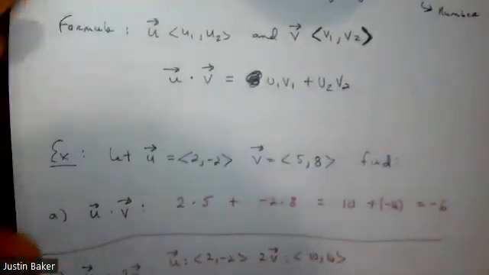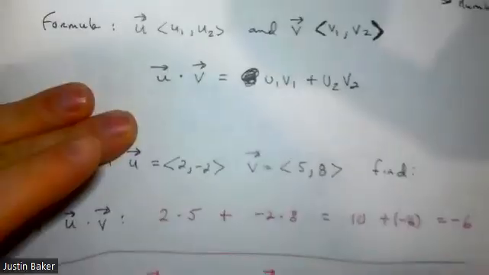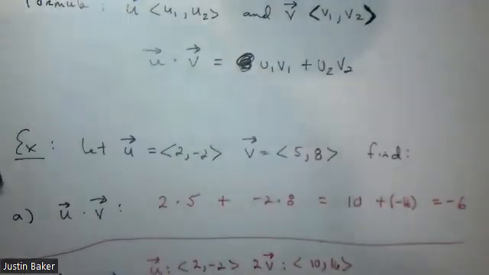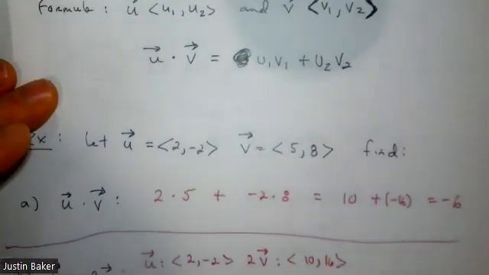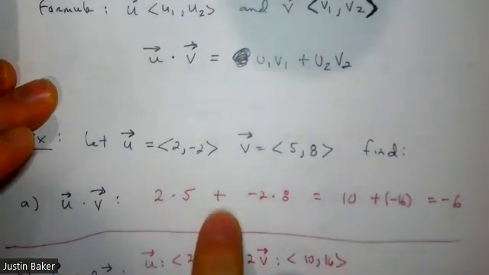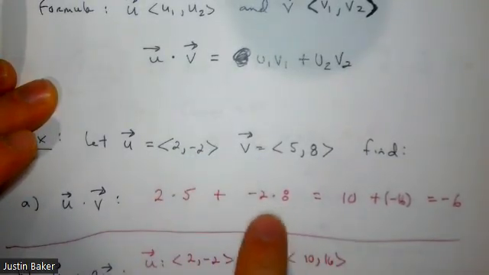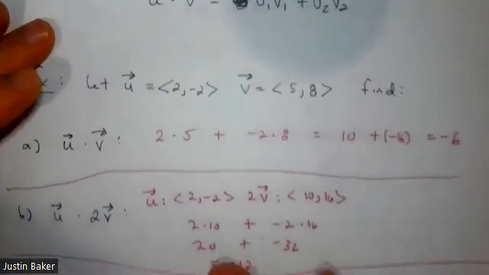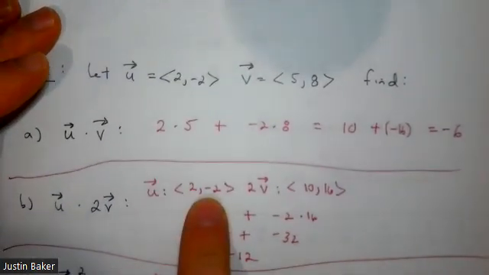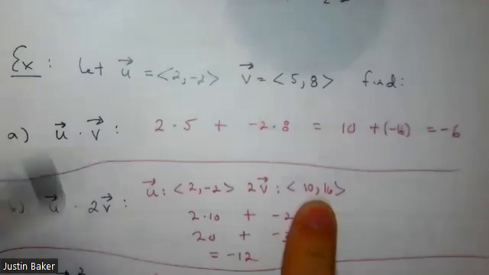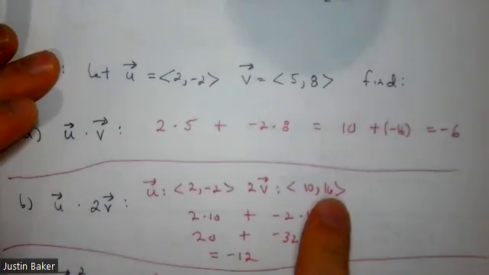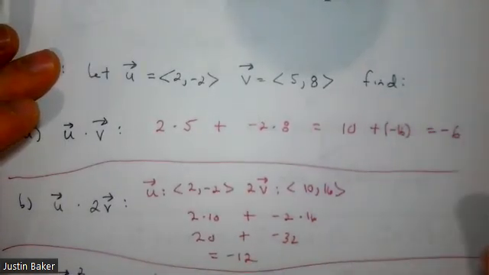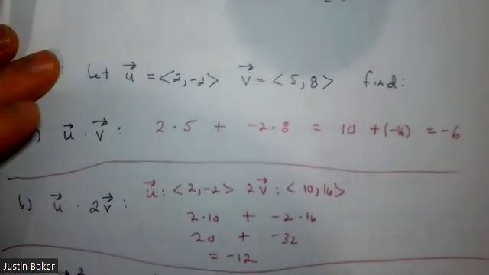All right, let's go through here one by one. For the first one, doing vector u times vector v: 2 times 5 is 10, negative 2 times 8 is negative 16. Combining those results is negative 6. For the next one, we have vector u, and then off to the side, you want to do 2 times vector v, so that changes it to 10 and 16. You would run the same process as in the first one, and that gives us a result of negative 12.